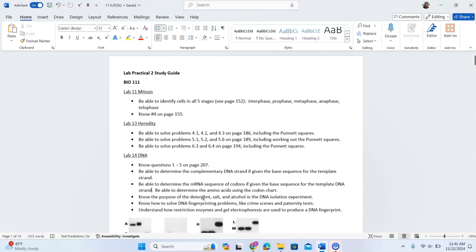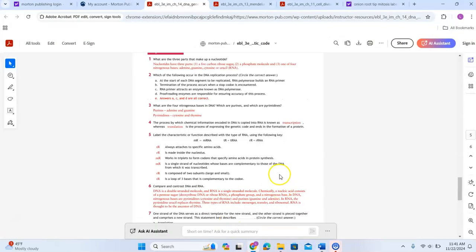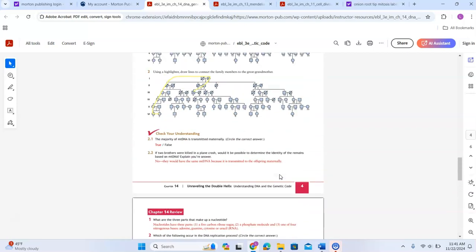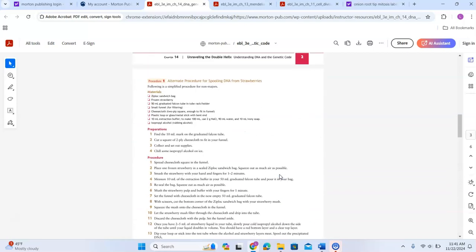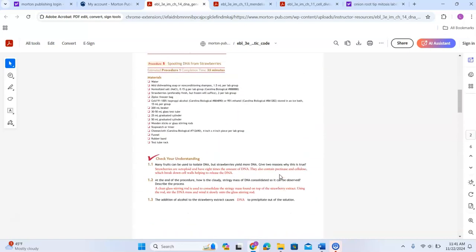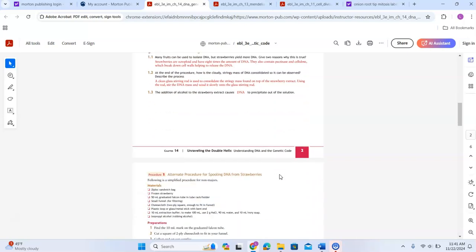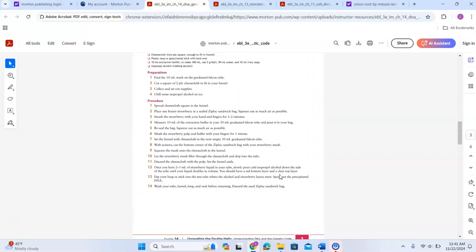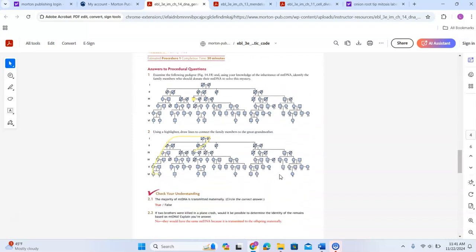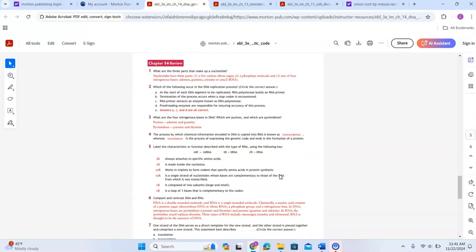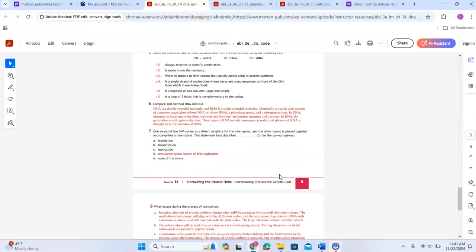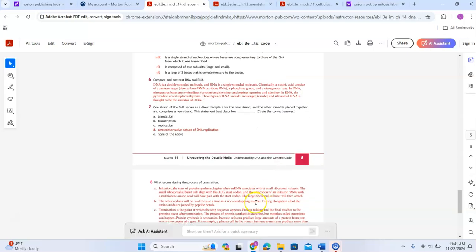Then be able to use the codon chart to give me the amino acids. So just remember for the codon chart, and let's see if we've got a picture of it. Let's go back up here. It doesn't get easier than using a codon chart. I don't see a picture of it here, but basically, whatever your messenger RNA codon is, you just find it on the chart, and that's your amino acid. So you will have to do that.